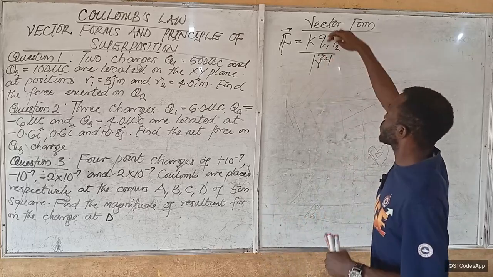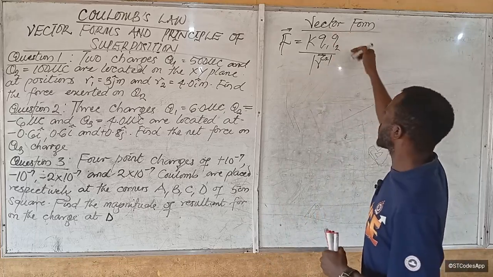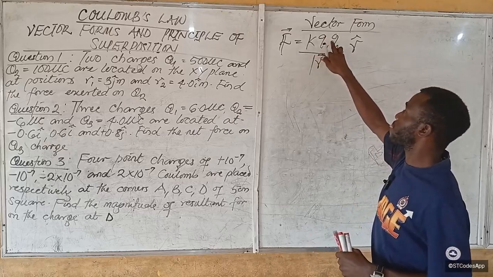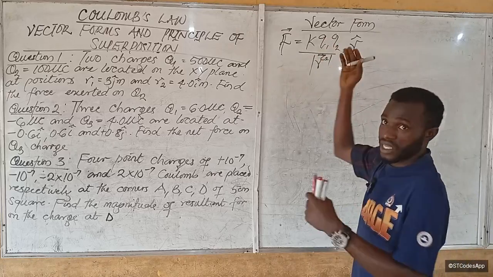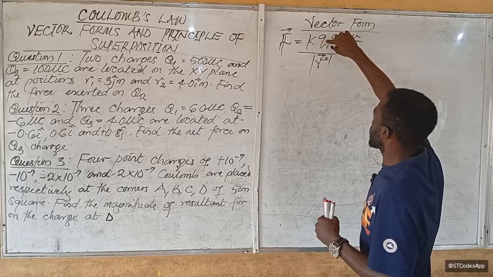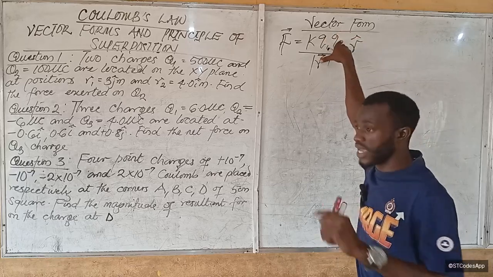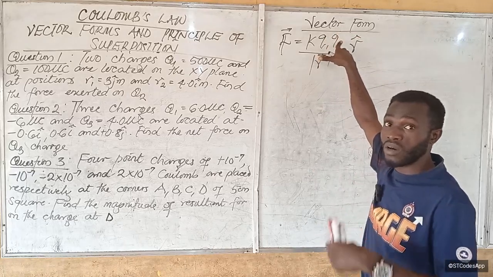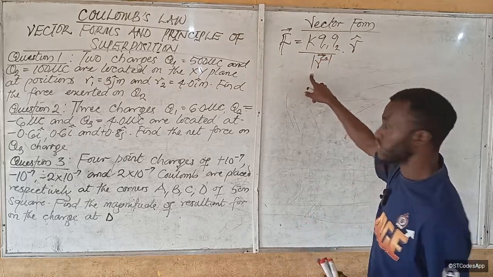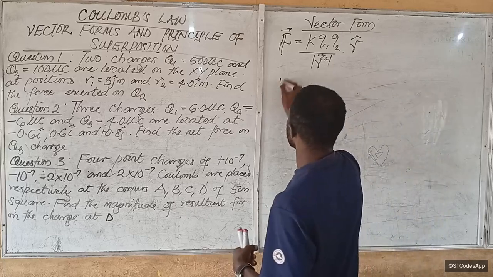Now notice that there is no arrow on these two charges because they are scalar quantities. So this one is a scalar, this one is a scalar. Charges are scalar. I did explain this. It's one of the fundamental properties of charges. While this one is the displacement, we call this the position vector.